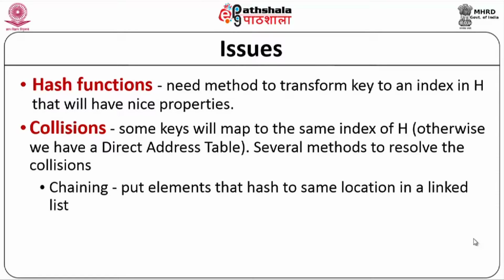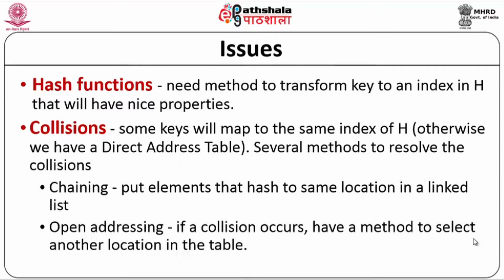The methods of solving collisions, or collision resolution, include putting the elements that hash to the same location in a linked list, which is called chaining. Then there is another method called open addressing: if a collision occurs, you find another location for the key in the same table. We will come to the collision part later, and we are not discussing it in this module in detail. Here we are going to talk more about the hash functions.